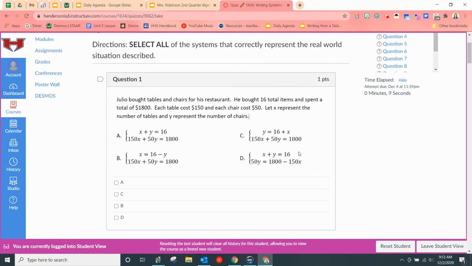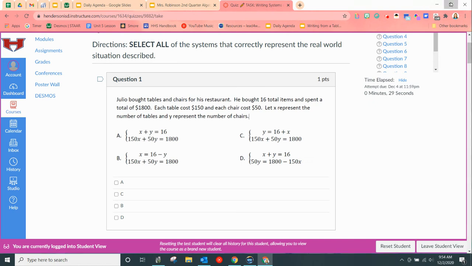So here's a scenario. Julio bought tables and chairs for his restaurant. He bought 16 total items and spent a total of $1,800. Each table costs $150 and each chair costs $50. Let X represent the number of tables and let Y represent the number of chairs.